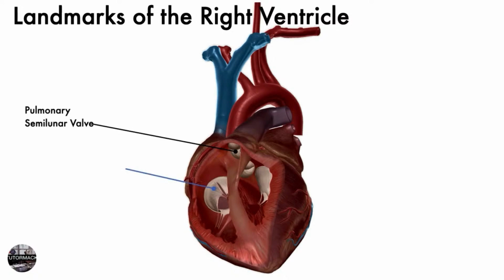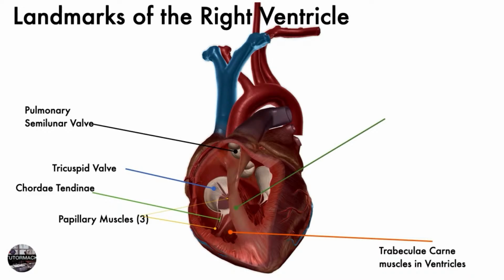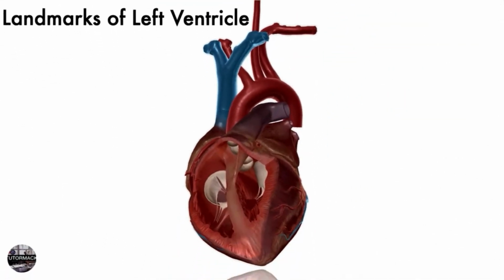And here? Good, good. Tricuspid valve. Also the left atrioventricular valve. What about here? These structures. Yeah, chordae tendineae. What about here? Yeah, we're moving. These structures, papillary muscles. Remember 3 on the right and 2 on the left. What's this here? Yeah, trabeculae carneae muscles in the ventricles. What about here? We're moving. Yeah, interventricular septum. Good.